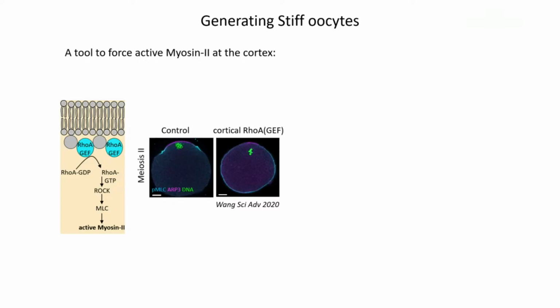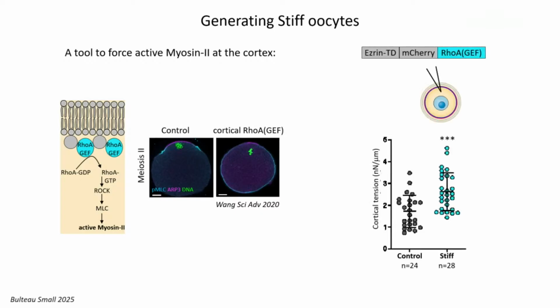And this is what you can see here. There are two oocytes in meiosis 2, one control and one expressing this probe. And you see in blue that active myosin 2 is indeed recruited at the cortex. These are meiosis 2 arrested oocytes. In our case, we modified this tool a bit and fused this ROAGF to esrin, which is a protein that is always at the cortex at all times during the division. And we express this construct in prophase oocytes to increase cortical tension starting from meiosis onward.